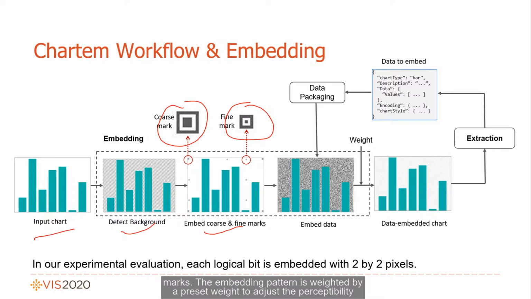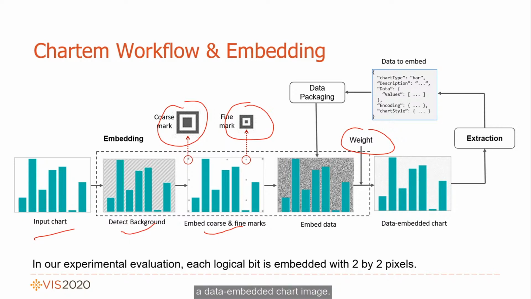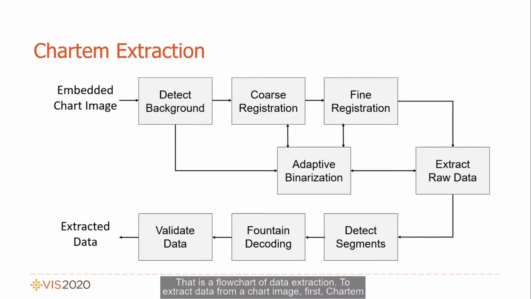The embedding pattern is weighted by a preset weight to adjust the perceptibility of the pattern. A higher weight means that the pattern is more visible. The result is a data embedded chart image.